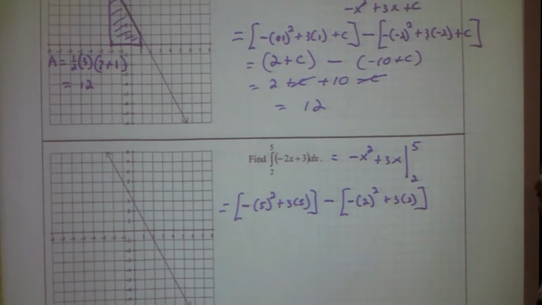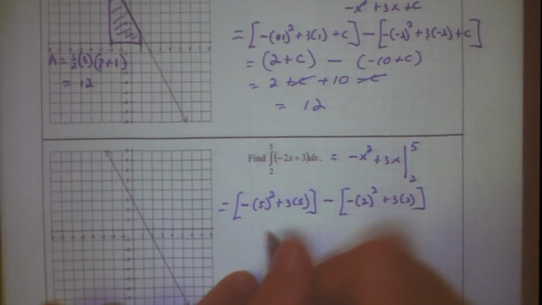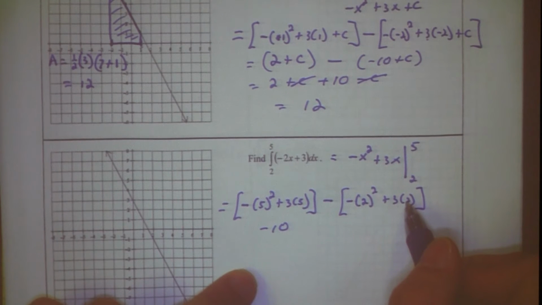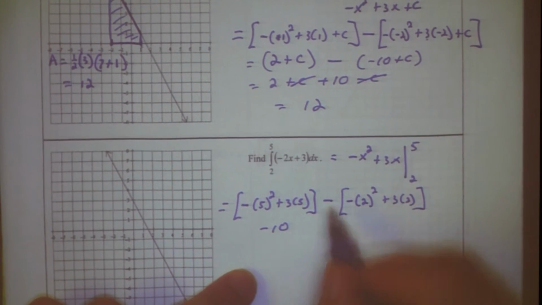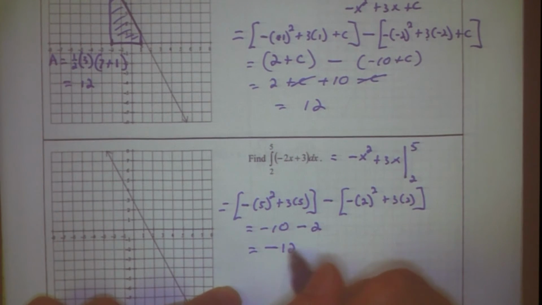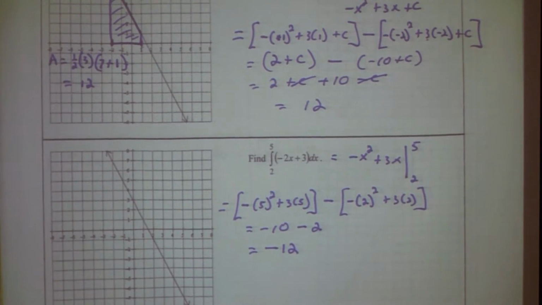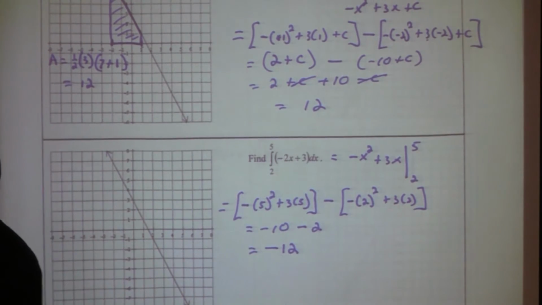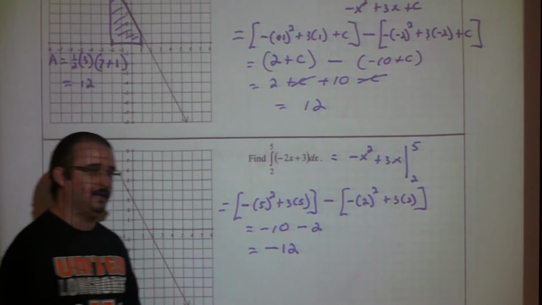You're going to get 5 squared, 25, that's negative 25 plus 15. Negative 10. Here we're going to get 4, but it becomes negative 4 plus 6. 2. But then we have minus, so it becomes minus 2. So what do we end up with here? Negative 12. Uh-oh. So that means that what? The space that's bounded between the curve and the x-axis is predominantly where? Below the x-axis. It might be entirely below the x-axis, right?